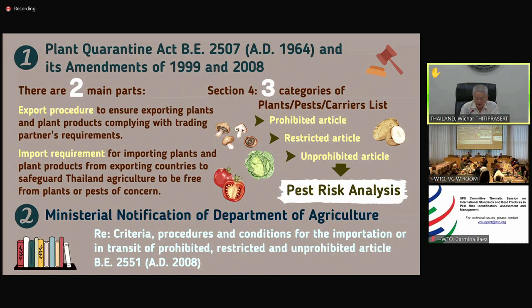Pest risk analysis is carried out aiming to ensure that the exported plants and plant products are free from quarantine pests and comply with the phytosanitary measures of the importing country. On the other hand, for importation of plants and plant products, pest risk analysis is implemented to control and safeguard our agricultural environment and human health with phytosanitary measures in accordance with international standards.